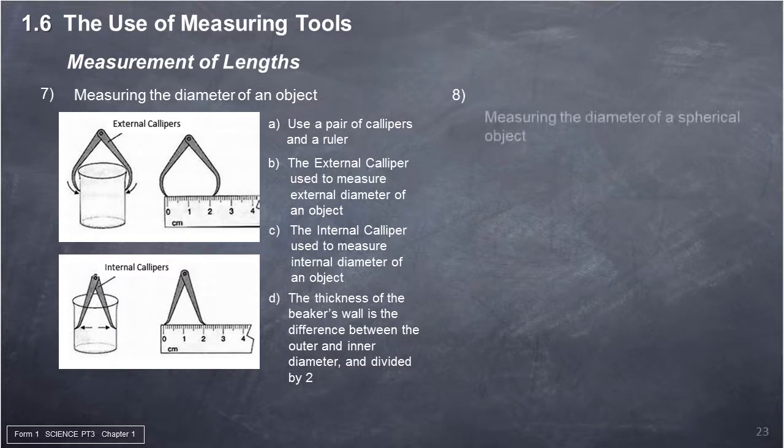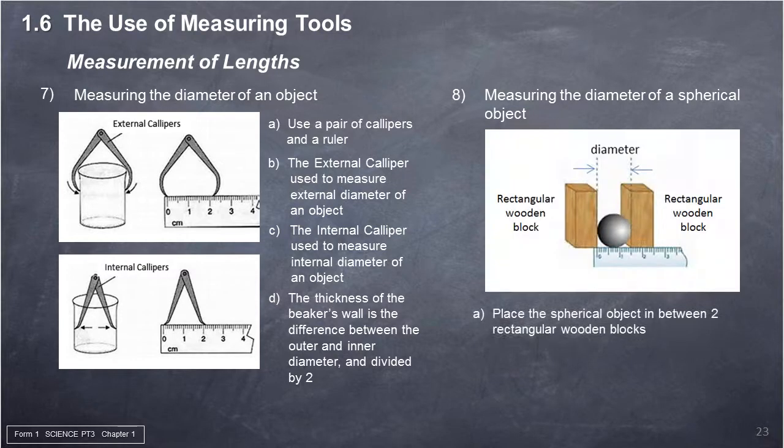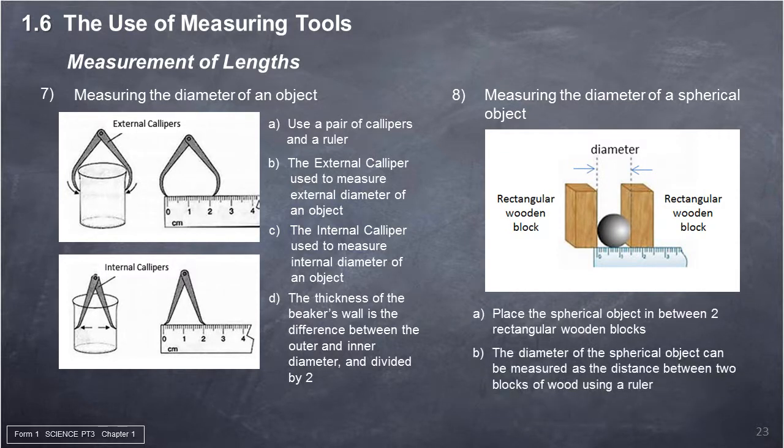8. Measuring the diameter of a spherical object. A. Place the spherical object in between two rectangular wooden blocks. B. The diameter of the spherical object can be measured as the distance between the two blocks of wood using a ruler.